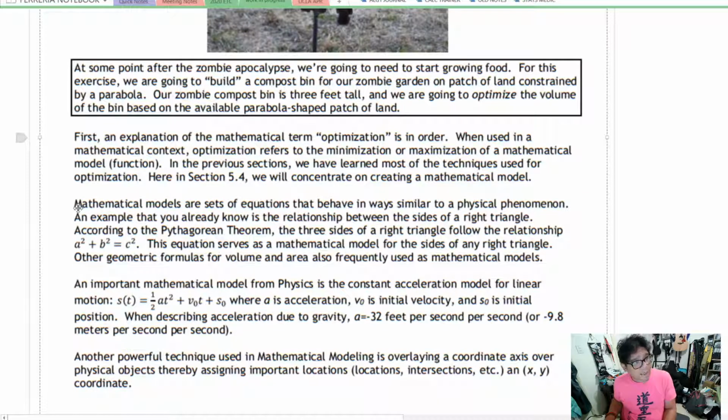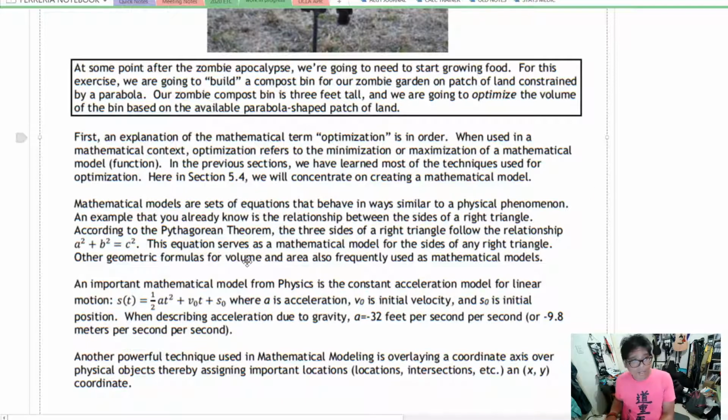So mathematical models are sets of equations that behave in ways similar to the physical phenomenon. As an example, you already know the relationship between the sides of a right triangle. There's a little rundown on the Pythagorean theorem. And that equation, a squared plus b squared equals c squared, is a mathematical model that you can use for any right triangle if you're interested in the sides of that right triangle.